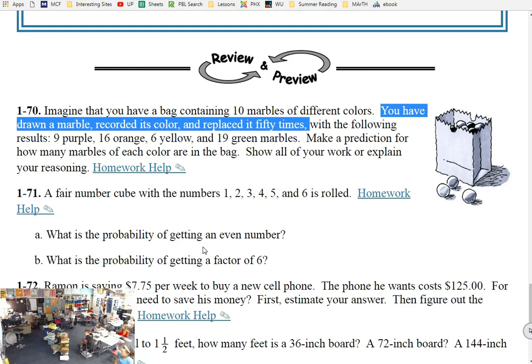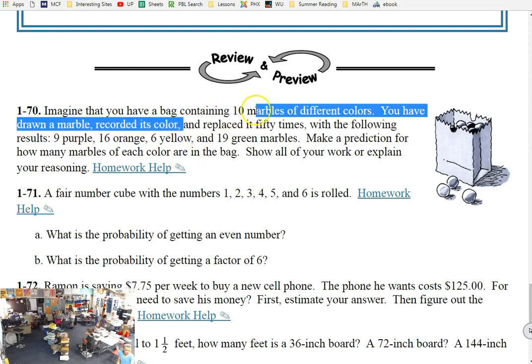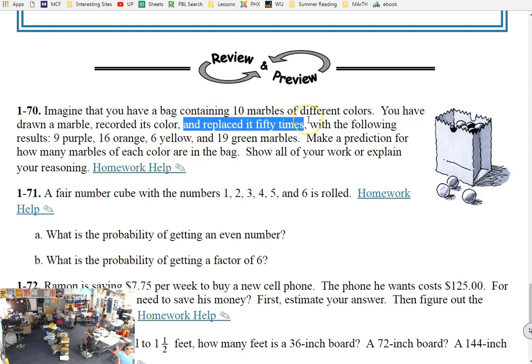What this means, this part threw people off. I draw, look at it, replace it. Do that 50 times. The wording on this is a little weird. So I draw it, I get a green, yay, put it back in the bag. I draw it, I get a yellow, yay, put it back in the bag. And I do that 50 times.